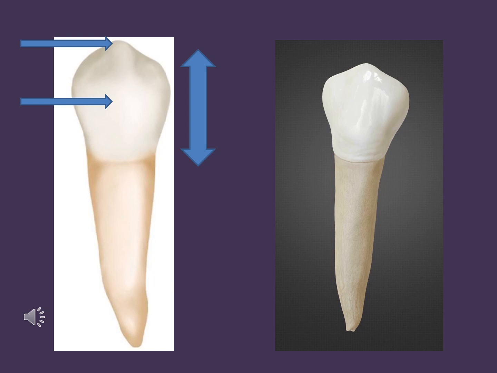The cervical convergence is more, with a relatively narrow cervix, in case of the mandibular first premolar, whereas the cervical convergence is less, with a relatively broader cervix, in case of the mandibular second premolar.